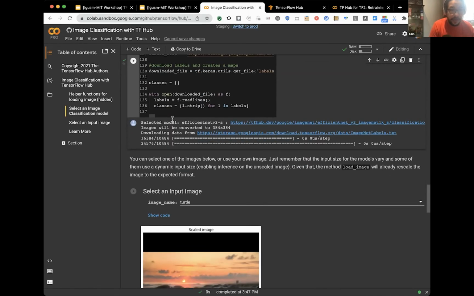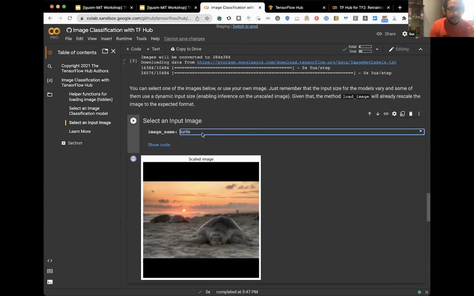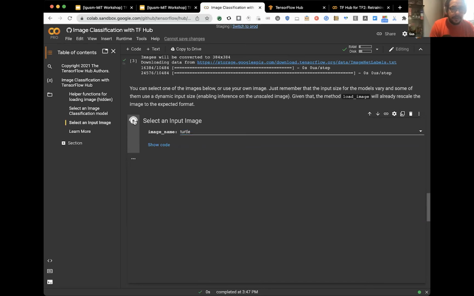No, I didn't. I selected, I'll load it in a cell below. And here we can choose a specific image. Let's use the leatherback turtle here. Let's download the image. We can show the code that's doing that.